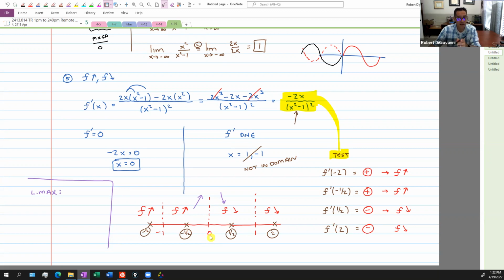You can only have a local maximum or minimum when you go up and down or down and up at a point that's in the domain of the function. So here 0's in there. So I know that when I plug 0 into the original function, we already checked earlier, it spit out 0, right? So that's my local maximum. How about local minimum? Do I have a local minimum? Does it ever go down and back up?